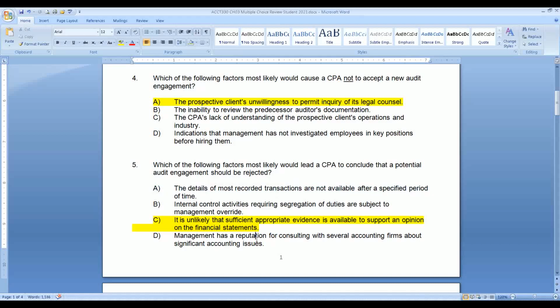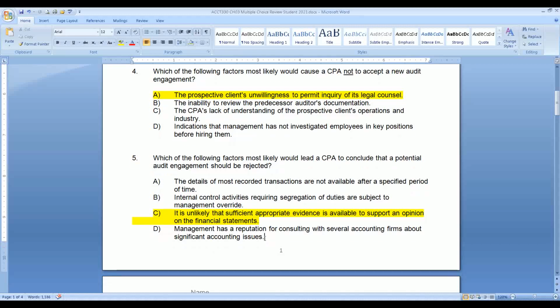Management has a reputation of consulting with several accounting firms about significant accounting issues. That's okay too. That could be a problem. It could be a problem. There's a thing called shopping for principals. Shopping for principals is when, I know I do that.